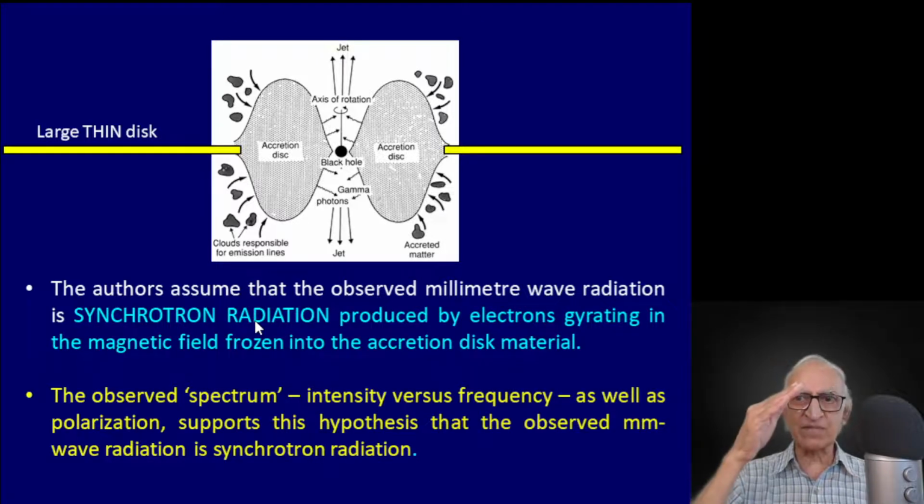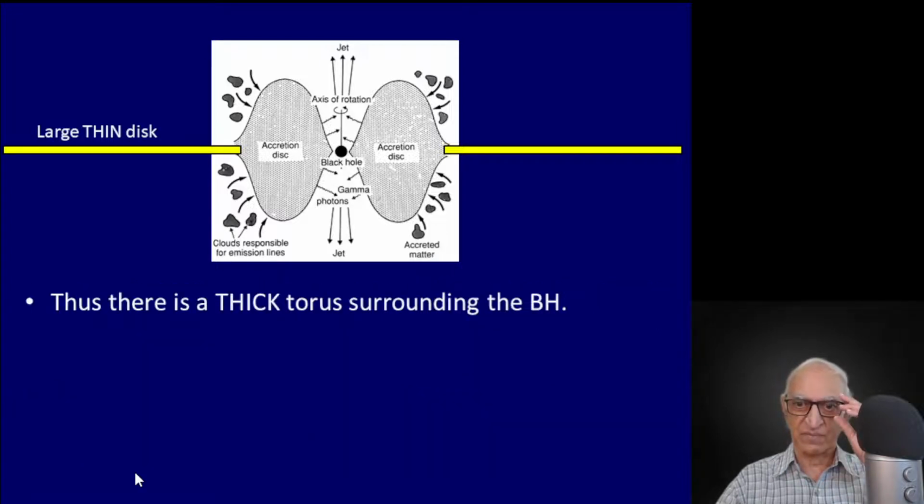Now, the observed spectrum of radiation, intensity as a function of frequency, is a power law, a signature of synchrotron radiation. The radiation is also highly polarized, again a signature of synchrotron radiation. And both these things, the spectrum and polarization, support the hypothesis that the observed millimeter wave radiation is indeed synchrotron radiation. Thus, there is a thick torus surrounding the black hole.